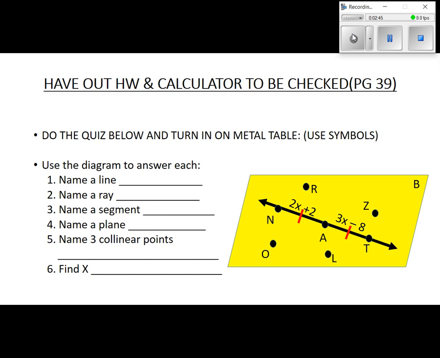Find X. What do these tick marks tell us about these two segments? They are equal to each other, that's what those tick marks tell us, that they're the same. What equation can I set up? 2x plus 2 equals 3x plus 8. Now, we did several different things with this. You've got to remember, they're telling us they're equal. Then you set up those two expressions equal to each other, and you solve it to find X.